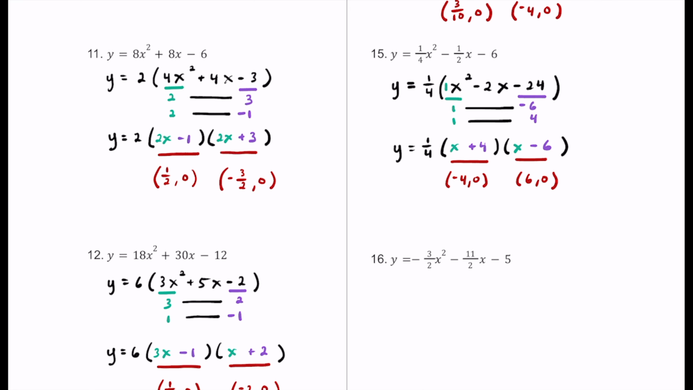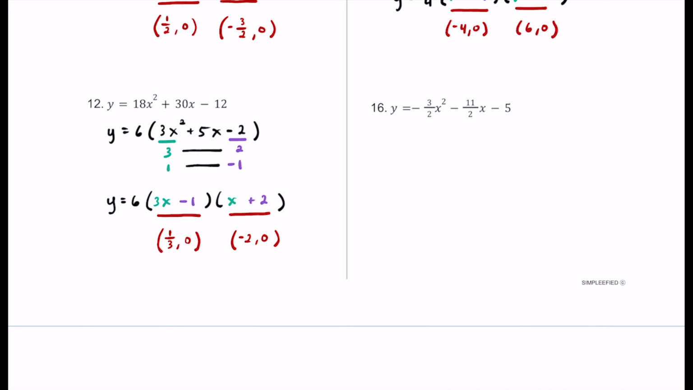So if you ever see fractions in front and you have to factor it, try using this strategy and seeing if you can get that fraction out in front and turn all the other coefficients and constants into whole numbers. All right. Last problem of this video, number 16, we have more fractions. We have y is equal to negative 3 over 2x squared minus 11 over 2x minus 5.